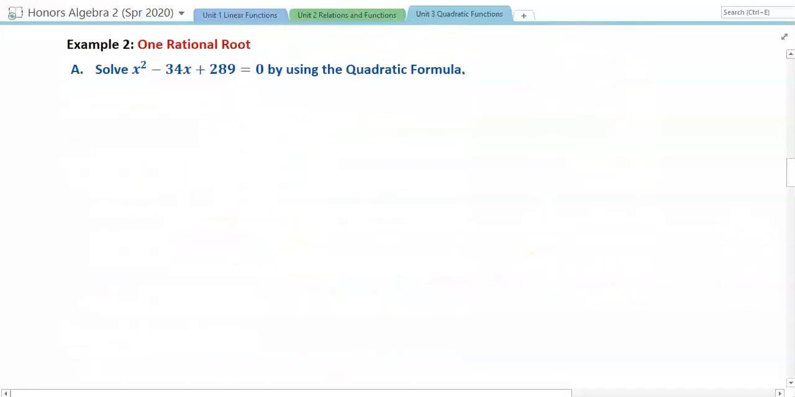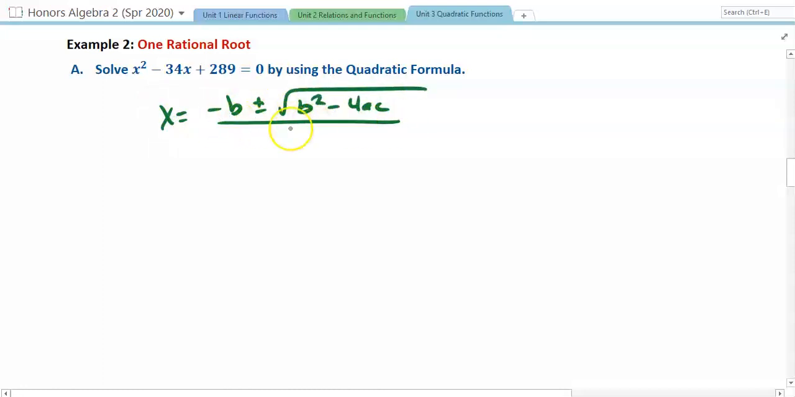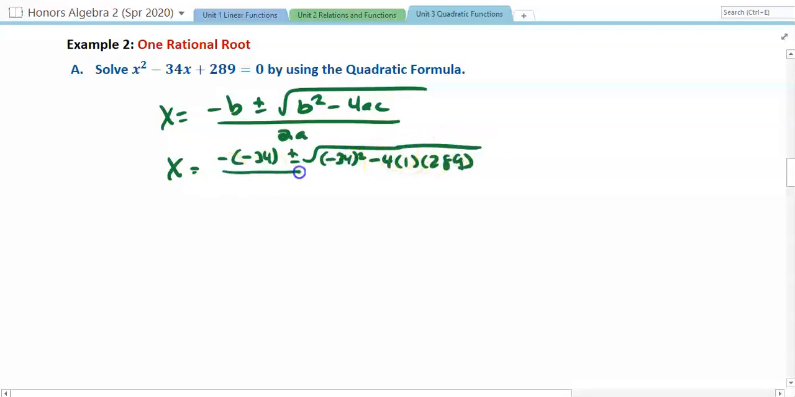So with one rational root, what we're going to get here is one that'll still solve out, still going to do the same thing. X is equal to the opposite of b plus or minus the square root of b squared minus 4ac all over the 2a. So x is equal to the opposite of negative 34 plus or minus the square root of b squared. So that's negative 34 squared minus 4 times 1 times 289. Again, you might want to get your calculator handy for this one because it is going to be some large numbers that we're going to get.